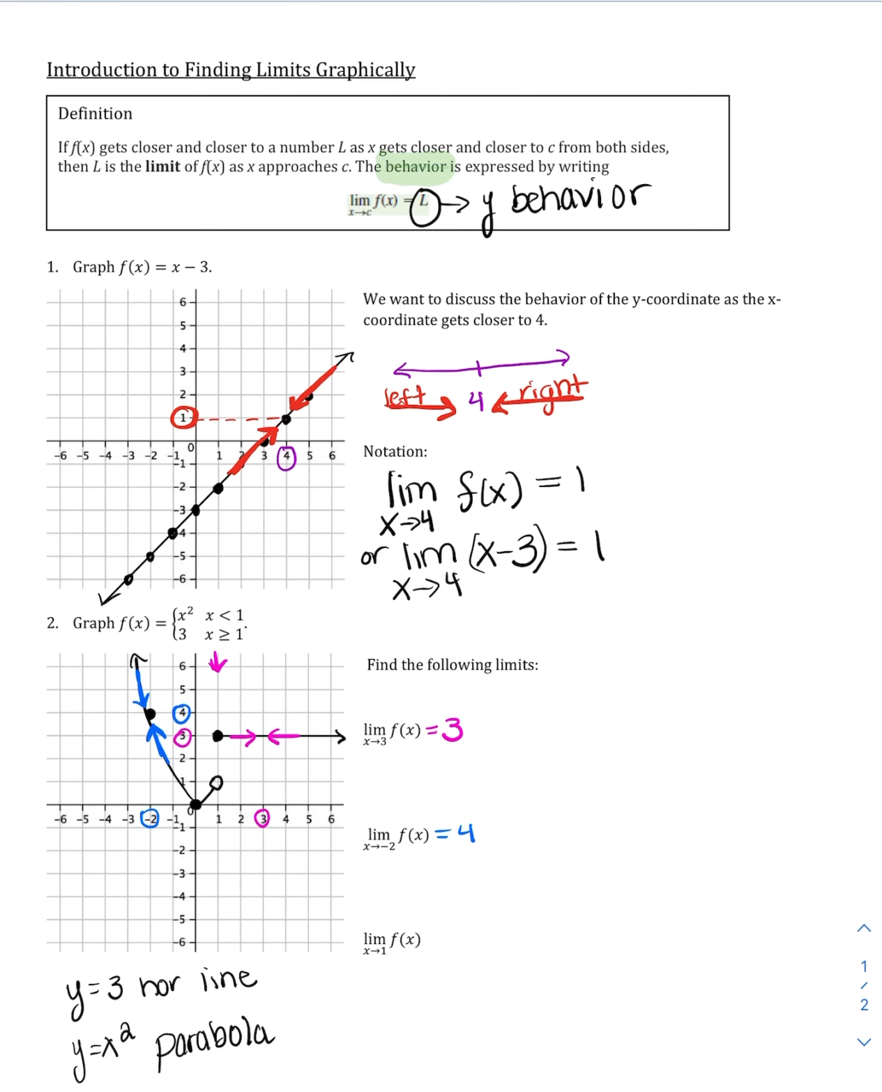Again, look at the notation. Very important. 4 parts here. I got my limit, I got what my x's are doing, I got my function f of x, and I got what it's equal to. Now we have one more limit. The limit as x approaches 1.